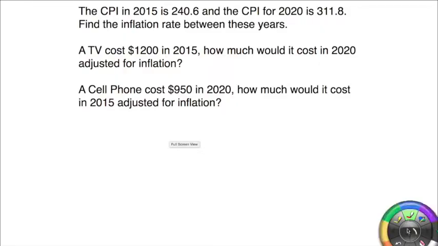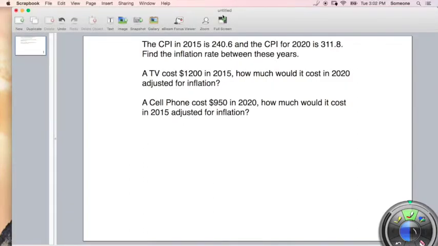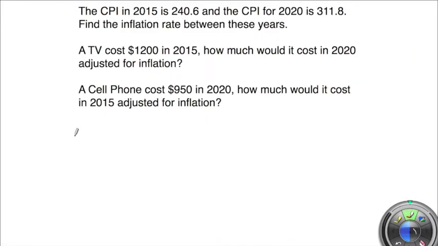This is an example of how to use a CPI to find inflation, and what's going on here. And to find out how much things cost, whether you're going forward in time or backward in time, using this inflation rate. So let's say in 2015, I know it's in the future, let's make an imaginary CPI of 240.6.